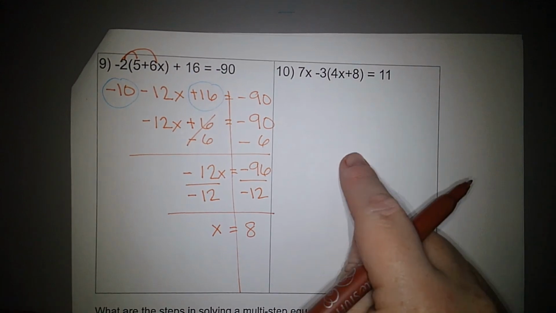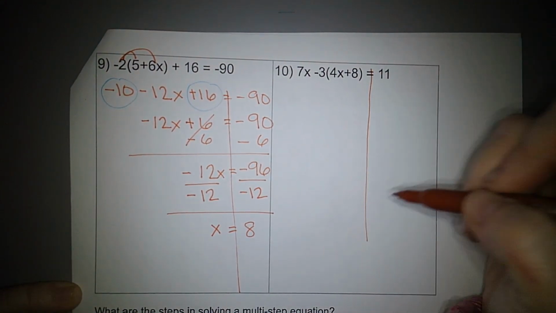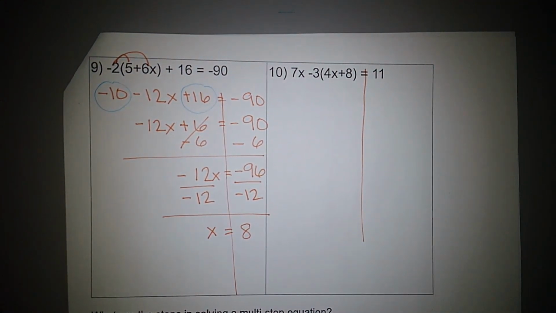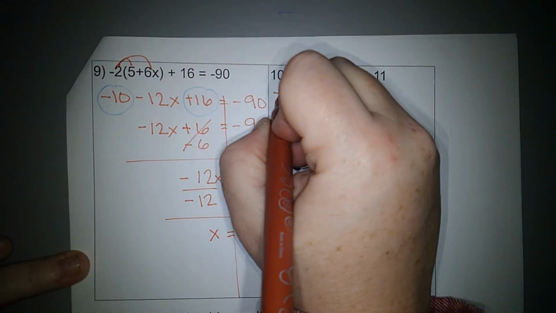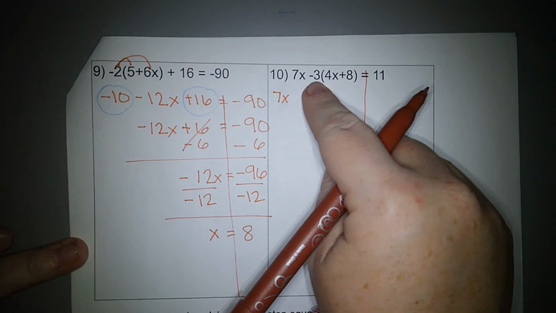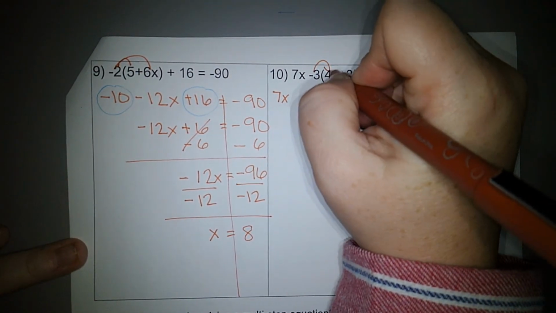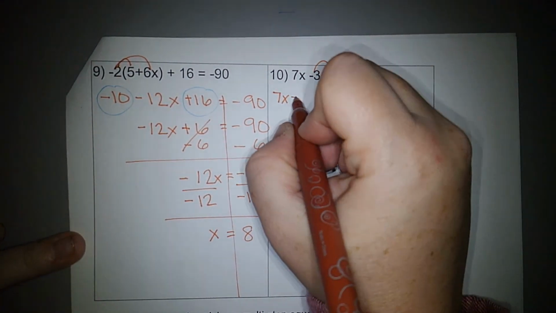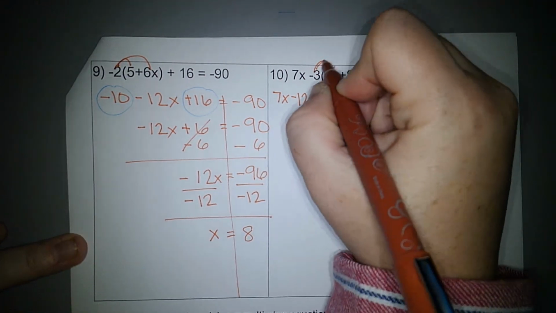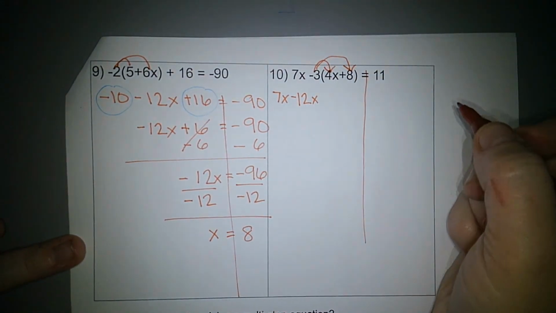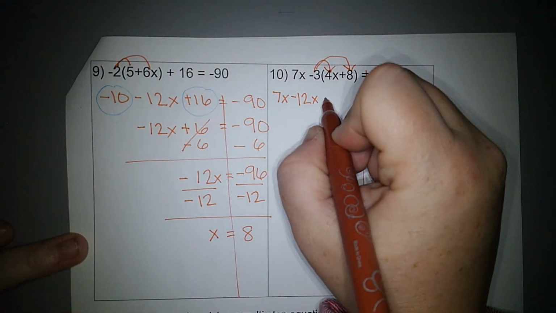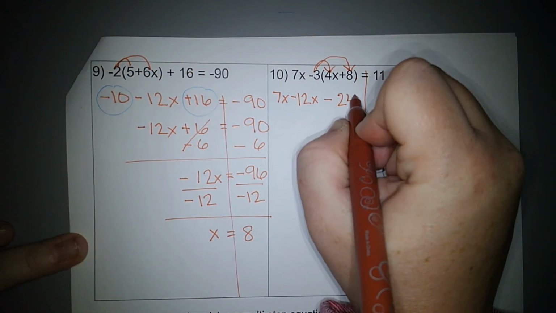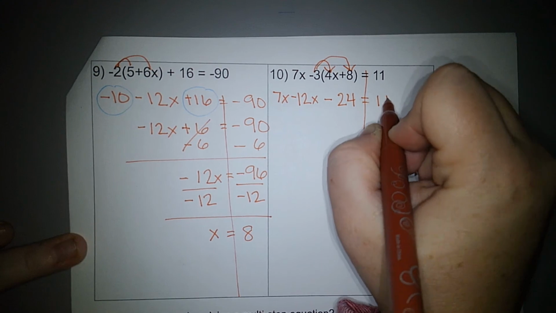And number 10, last one for these questions. I shouldn't have drawn my line yet. It's okay. Did not touch my 7x, so I'm going to rewrite it. Now I need to distribute. Negative 3 times 4 is negative 12x. Negative 3 times 8 is negative 24. And that all equals 11.